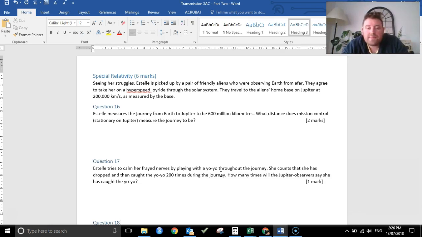So if I'm, for instance, playing with my yo-yo right here, then I'm going to be the proper observer of that, because those events are happening right in front of me. If I'm measuring the distance between Earth and Jupiter, but I'm moving with respect to Earth and Jupiter, then I'm not going to be the proper observer. Okay? So in this first question here, we do need to be really careful.